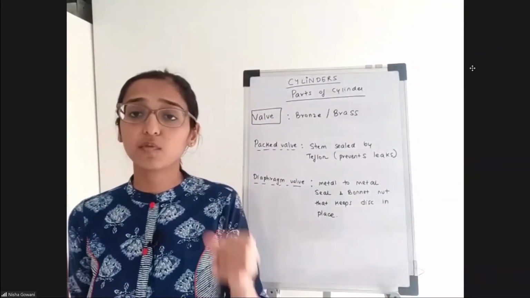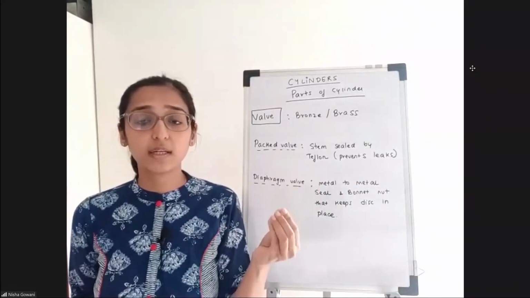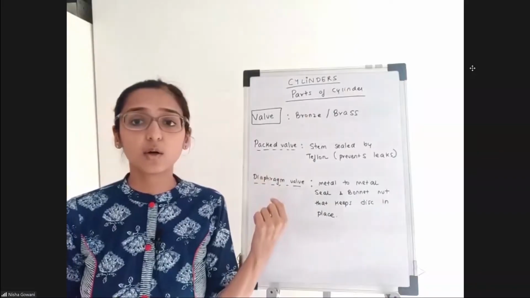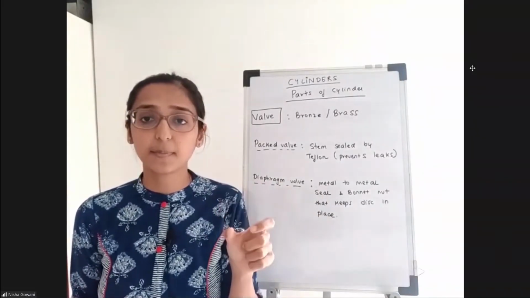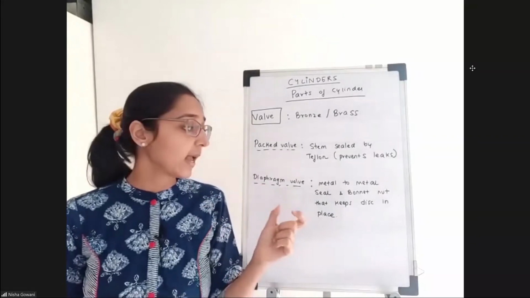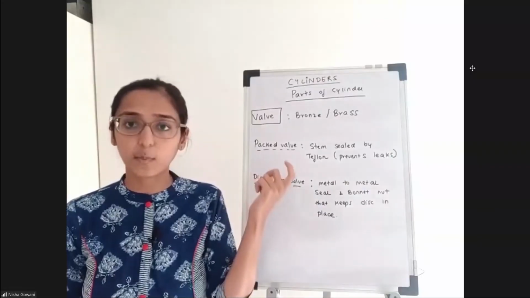So in the pack type of valve, the stem is sealed with the help of Teflon material. This Teflon material will prevent leaks. The other option is the diaphragm type of valve, wherein there is a disc which is kept in place on the seat, and this prevents the leak of gases. So there's the diaphragm type of valve and the pack type of valve.